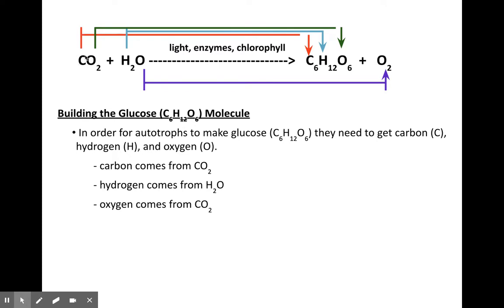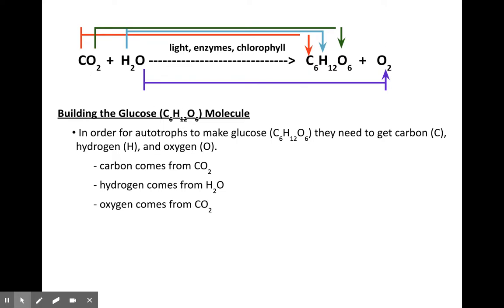Well, the carbon from the carbon dioxide is being used to make glucose. The oxygen from the carbon dioxide is being used to make glucose. The hydrogen from the water is being used to make glucose. But the oxygen from the water is what is waste. That's what's given out into the air. So the oxygen from the water is not part of the glucose. It gets put right back into the air.